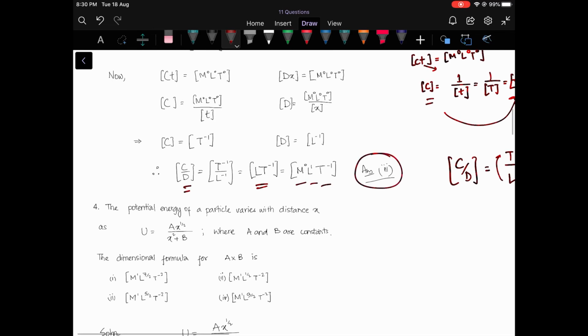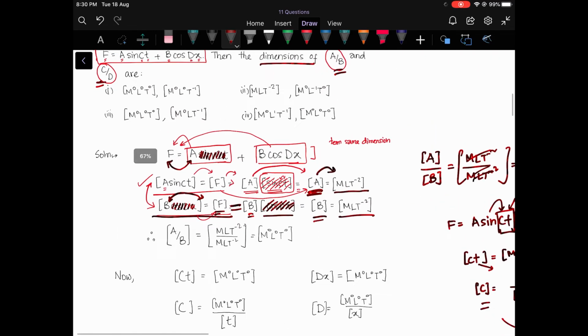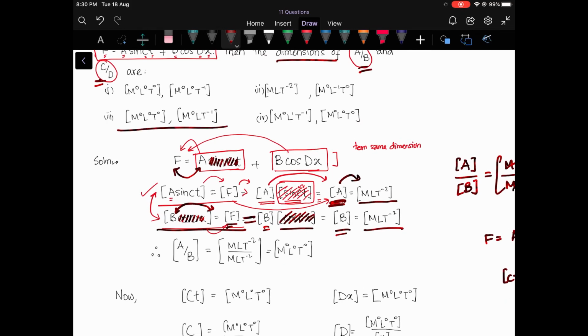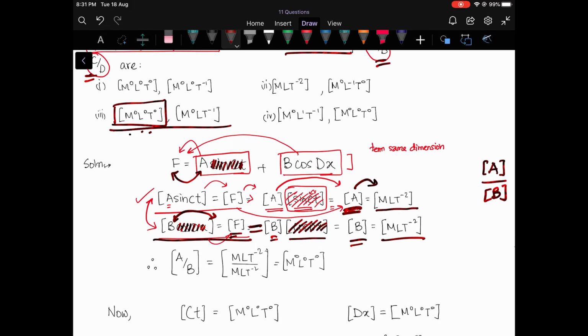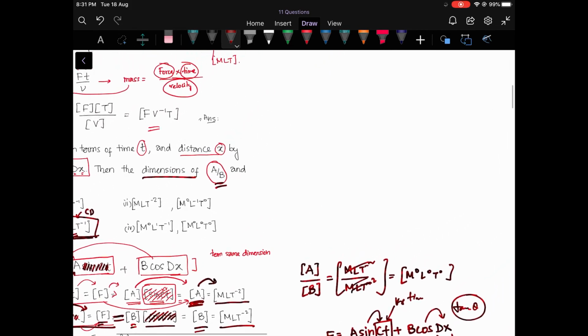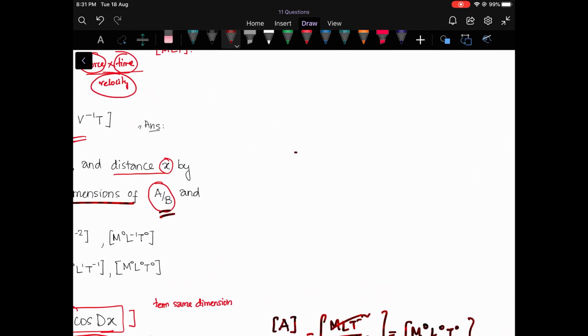So clearly from the options, it is number 3 that is matching our answer. That is, dimension of a by b is simply M0 L0 T0, and dimension of c by d is simply LT^-1. So what you have learned from this problem is that if I have sine of ct, or any angle, this part is an angle, and this angle or any angle that we may have cannot have any dimensions. So its dimension is M0 L0 T0.